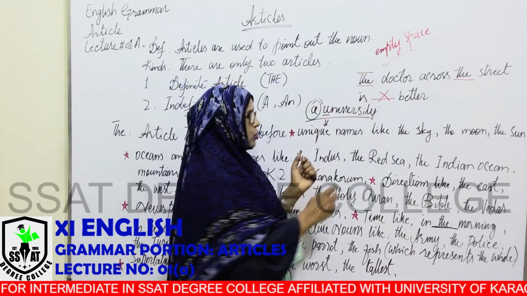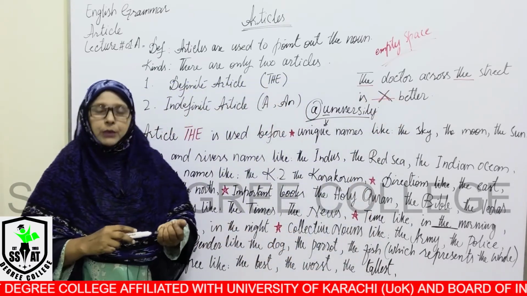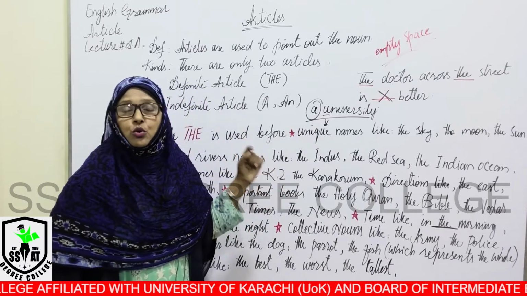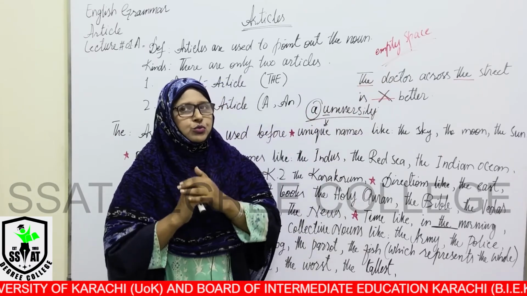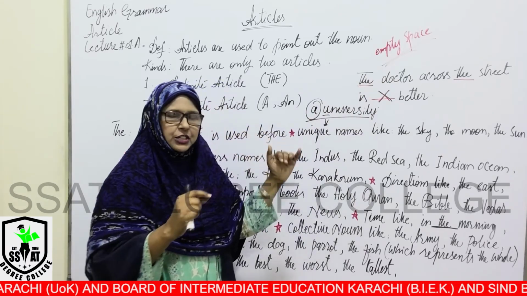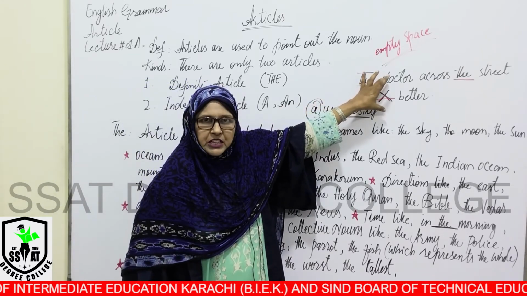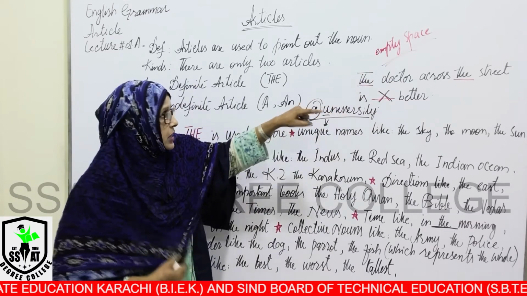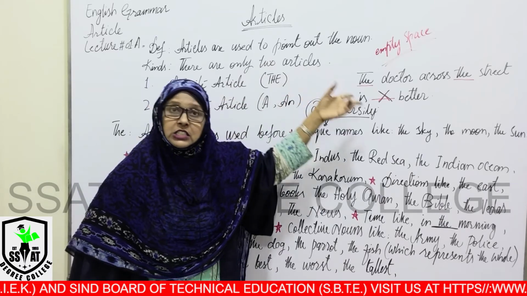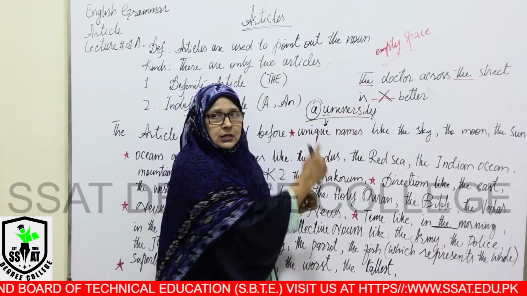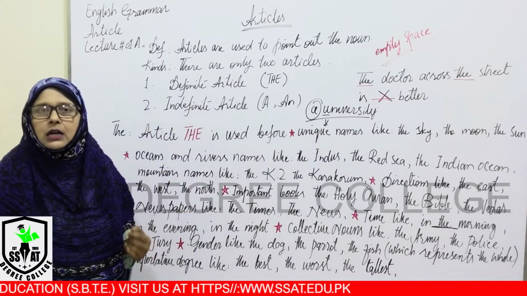So we have to show a cross marking over here so that it can be known that no article is used. If you leave the space empty and you don't cross it or dash it, it would be considered that you don't know what to do in the empty space. But if you think that no article is appropriate in this space, you have to cross that space so that it is known that you know the use of articles properly.